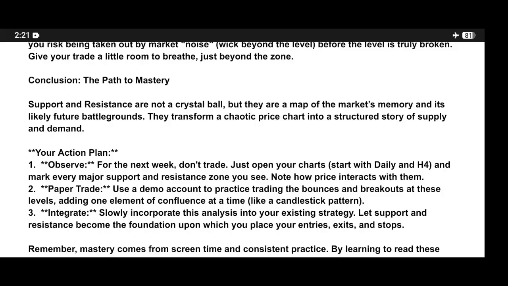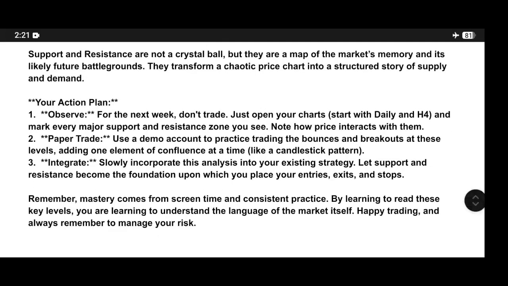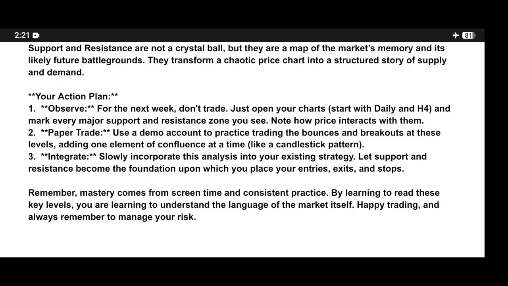Then number three is integrate. Slowly incorporate this analysis into your existing strategy. Let support and resistance become the foundation upon which you place your entries, exits, and stops. Remember, mastery comes from screen time and consistent practice. By learning to read these key levels, you are learning to understand the language of the market itself. Happy trading.